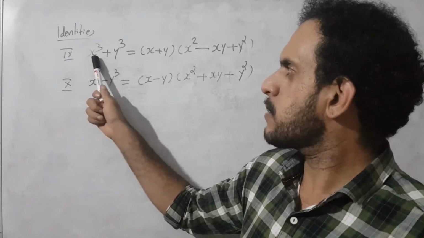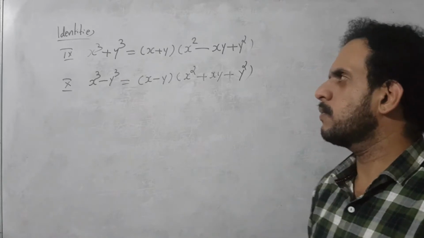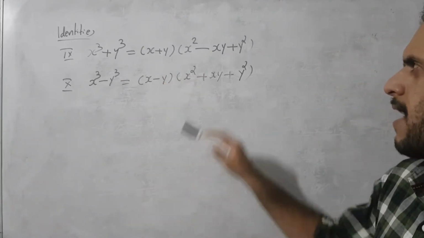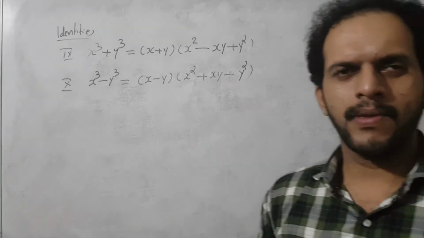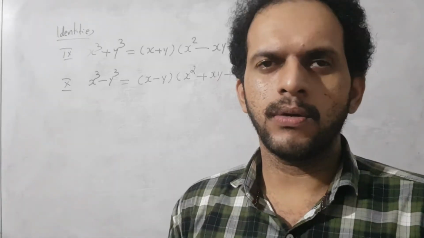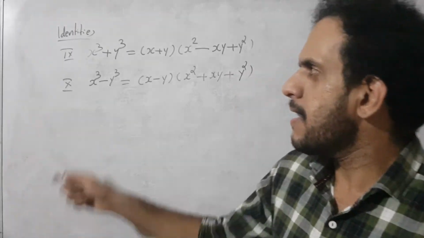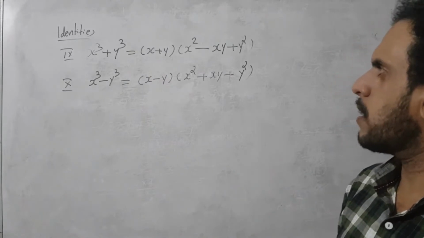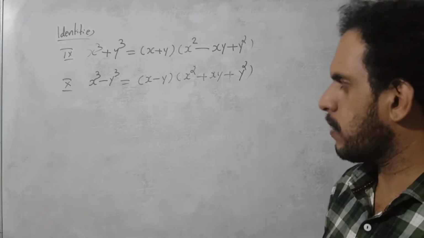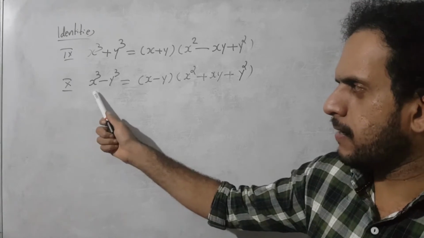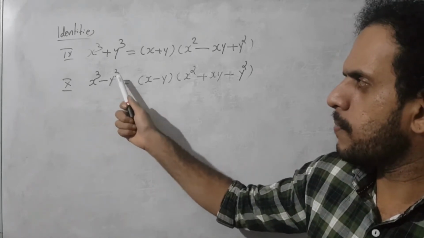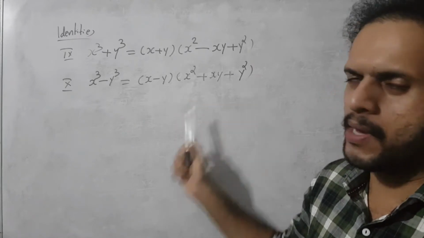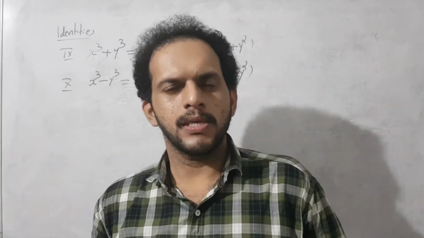The 9th identity is x cube plus y cube equals x plus y into x square minus xy plus y square. These two are very important results. Don't forget this. What is that? x cube plus y cube is equal to x plus y into x square minus xy plus y square. And the 10th identity, x cube minus y cube is equal to x minus y into x square plus xy plus y square. This is very important.